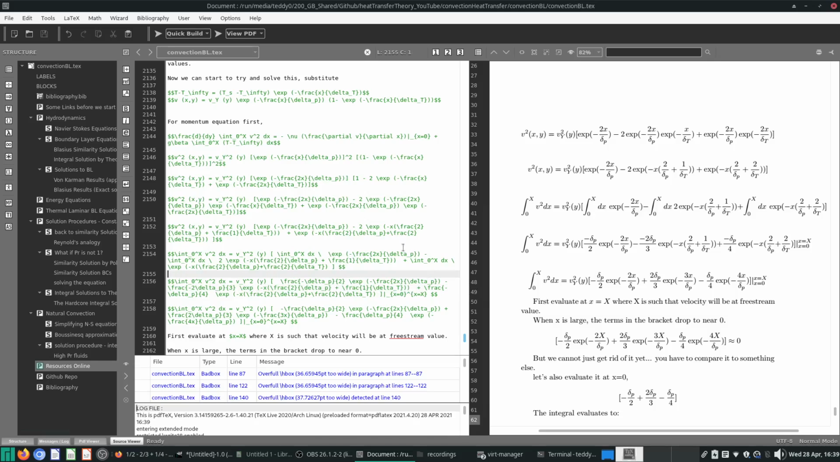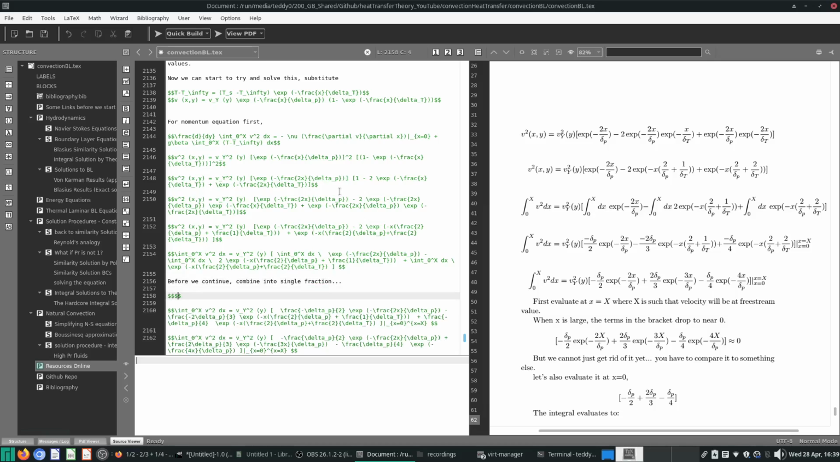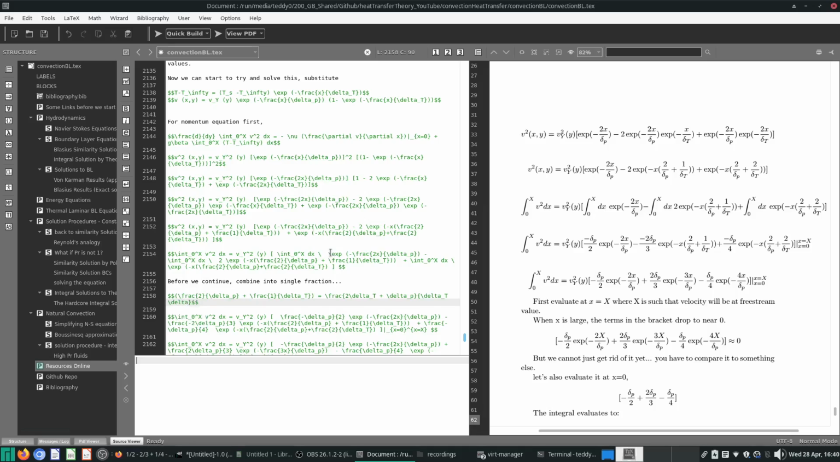Great. Let's combine these two into a single fraction before we continue. And then we can invert it. So, we'll have this equals to the fraction 2 delta t plus delta p over delta t delta p.